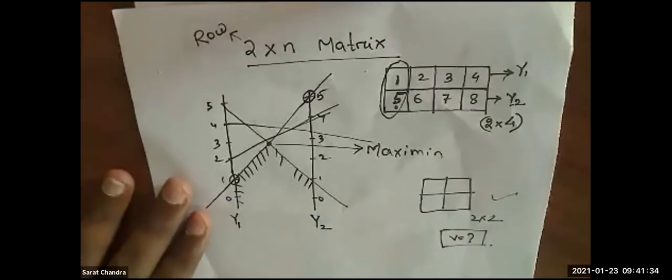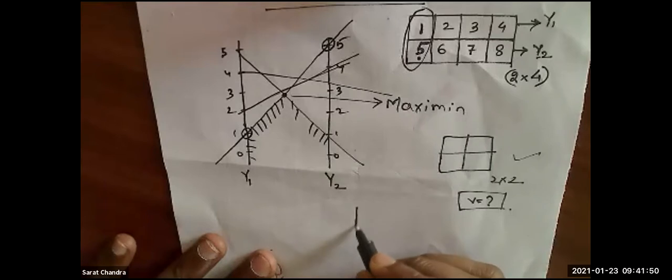Clear? Today we are going to do the reverse thing. Reverse means, in the last class, in all the problems there were only 2 rows and a number of columns. But in today's class, in the problems we will do, there should be only 2 columns and a number of rows.